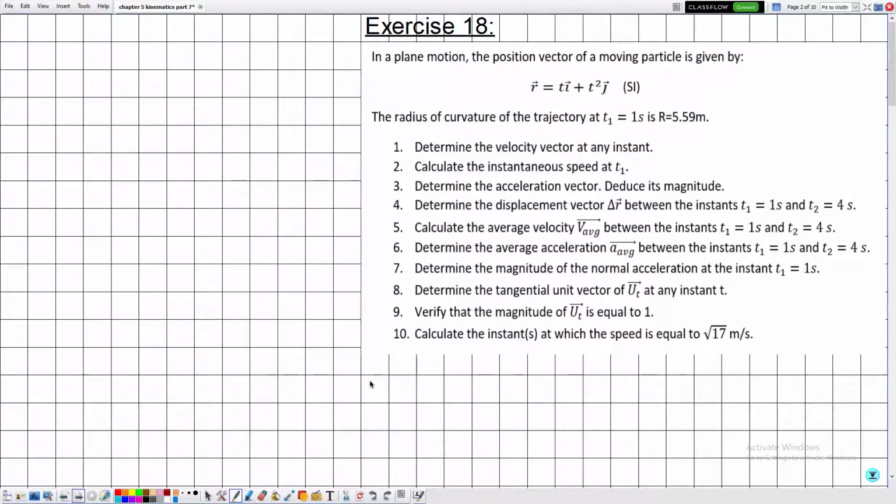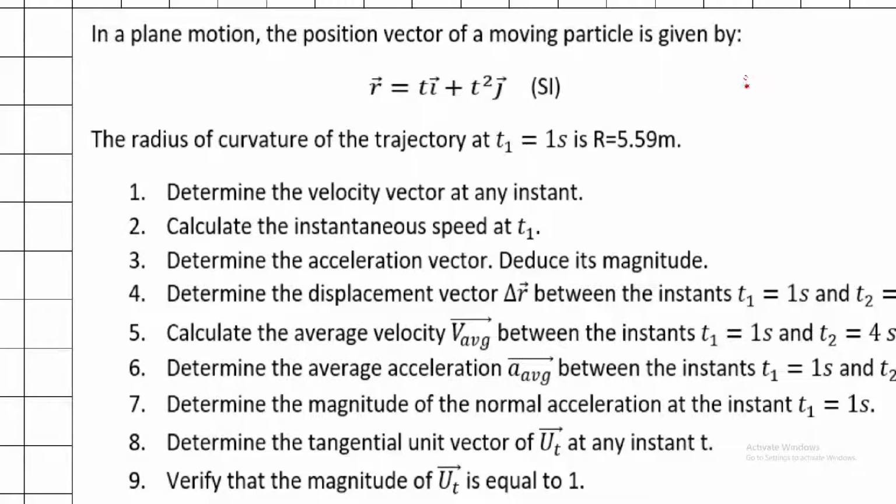Okay, so now let me solve exercise number 18. They are telling me in a plane motion the position vector of a moving particle is given by r is equal to t i plus t squared j. The radius of curvature of the trajectory at t1 equal to 1 second is R equal to 5.59 meters. Now in number 1 they are telling me determine the velocity vector at any instant.